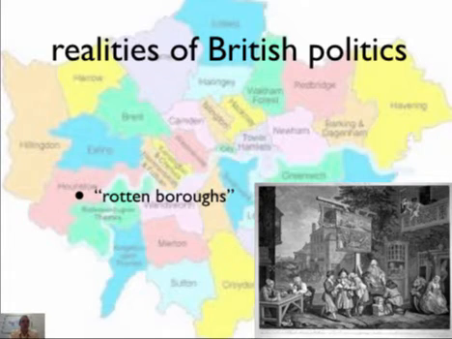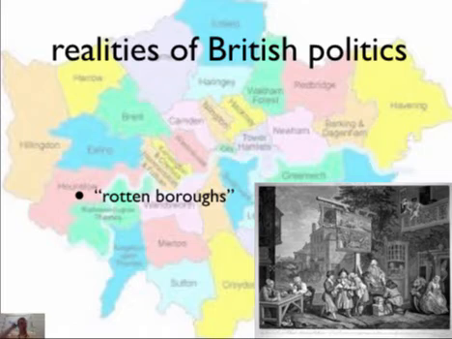You might have only a few hundred people in one district and thousands of people in another district, but each one would have one representative in the House of Commons. What that means is that somebody who lives in that really populated district has less of a voice than somebody who lives in that less populated district.